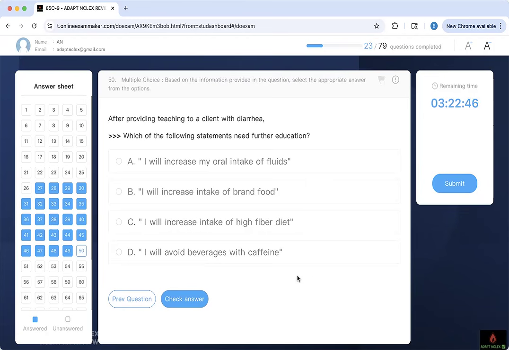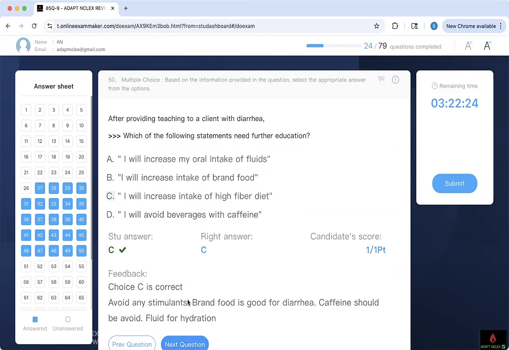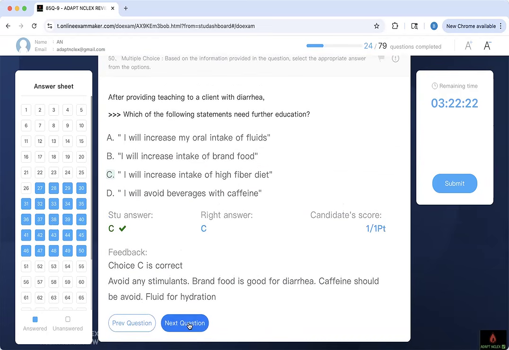When you have diarrhea, you don't want to stimulate anymore. Therefore, you're going to drink a bunch of fluid. That is good. Bran food is very soft, therefore it's good. It has less fiber in it. But a high fiber diet will make you go more frequently when you have diarrhea. Avoiding caffeine is good because caffeine is a stimulant and can cause diarrhea. Therefore, this is good.